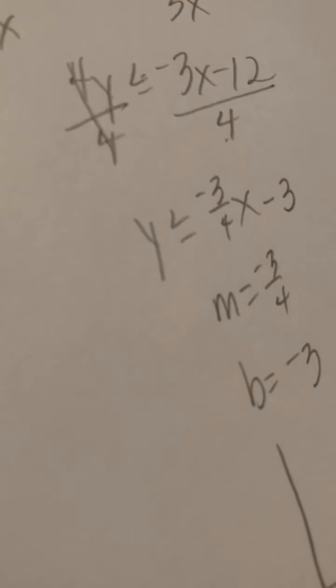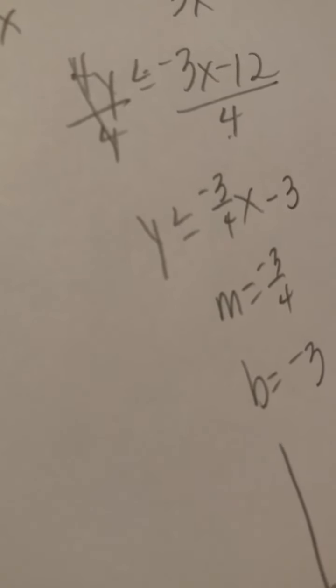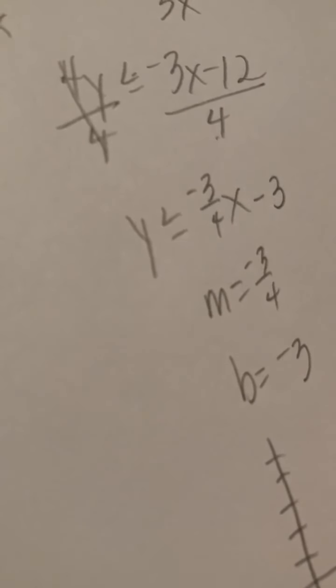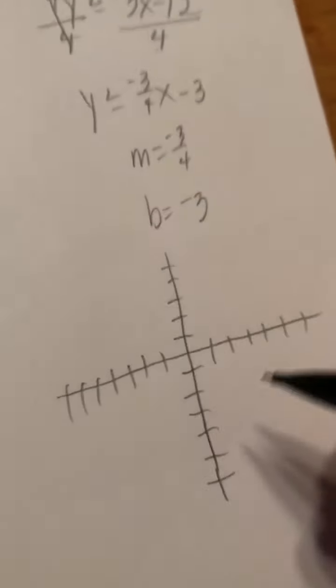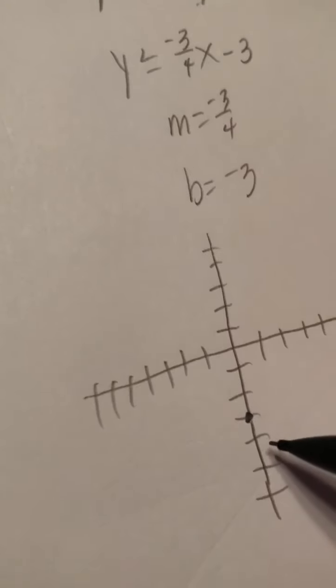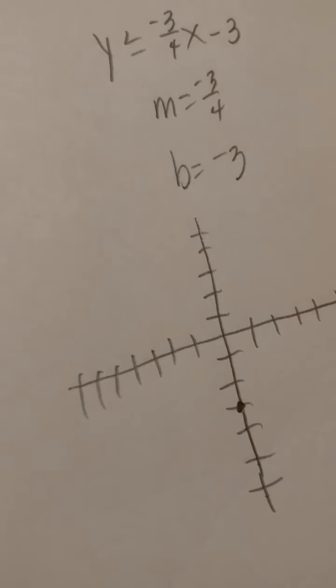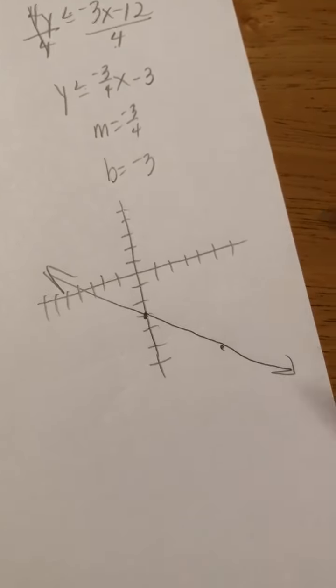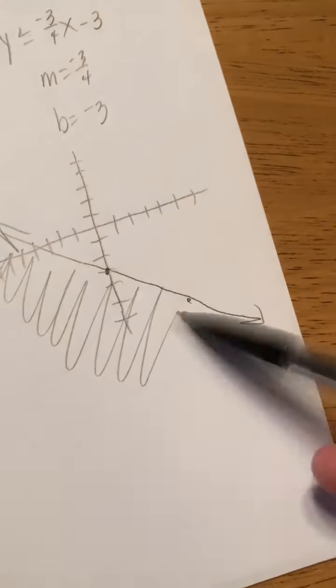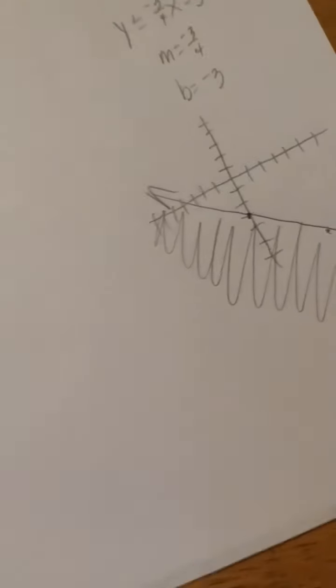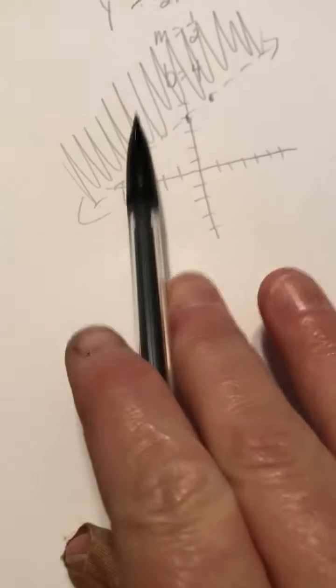So I'm making my graph. So I go to negative 3, go down 3 to the right 4. It's a solid line because it's equal to and less than. We shade below, okay? Also, a good quiz question is, what's the purpose of the shaded region?